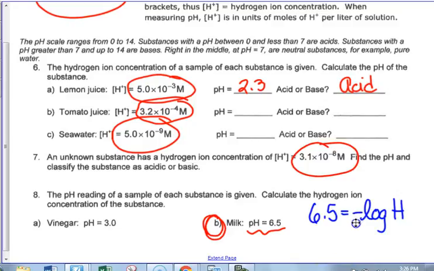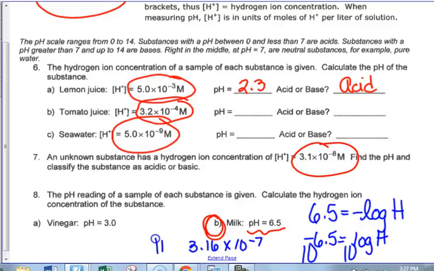Not yet. Well, you have to divide first. Divide by what? -1. You need to make this negative 6.5 and then do 10 to the power. So you end up with 10 to the negative 6.5. Okay, so your hydrogen ion concentration is this.